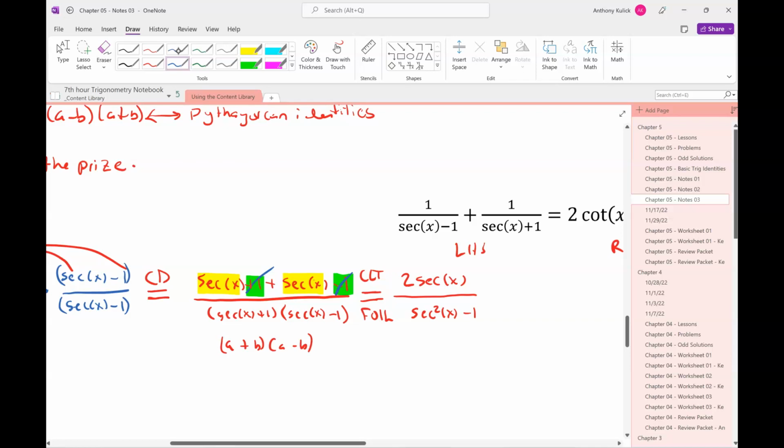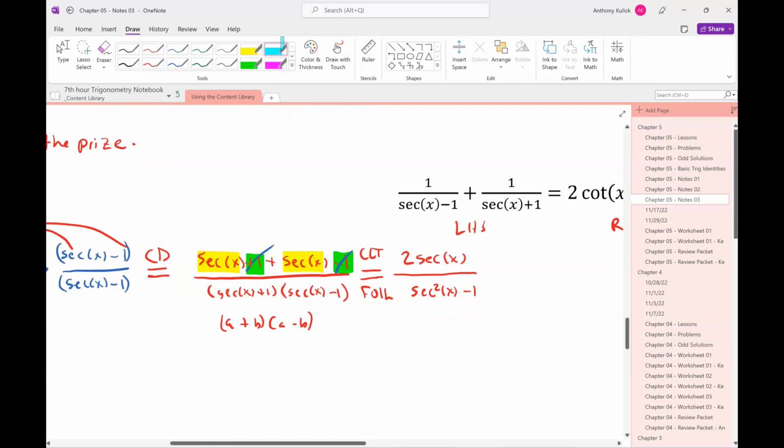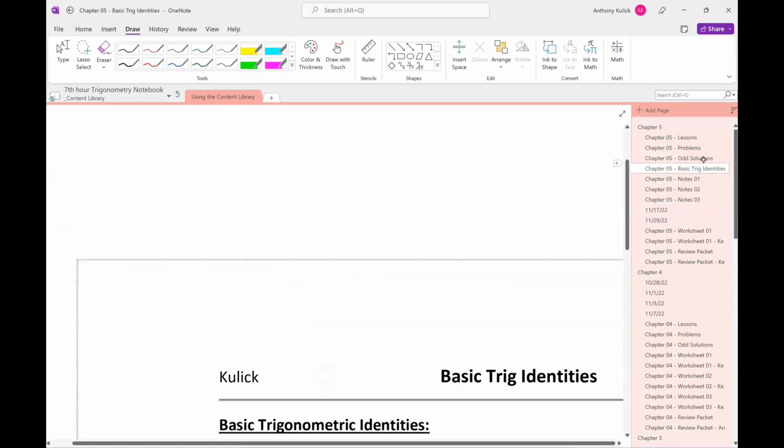Identities. What did we just have here? That was a difference of 2 squares, correct? What set of identities often pair well with the difference of 2 squares? Pythagoreans, right? That was one of the things in the strategy I just hinted at. So I'm going to be looking here, secant squared - 1, and the Pythagoreans.